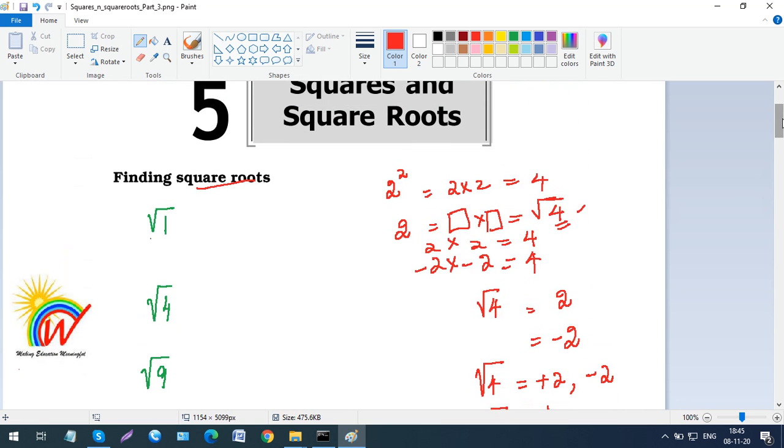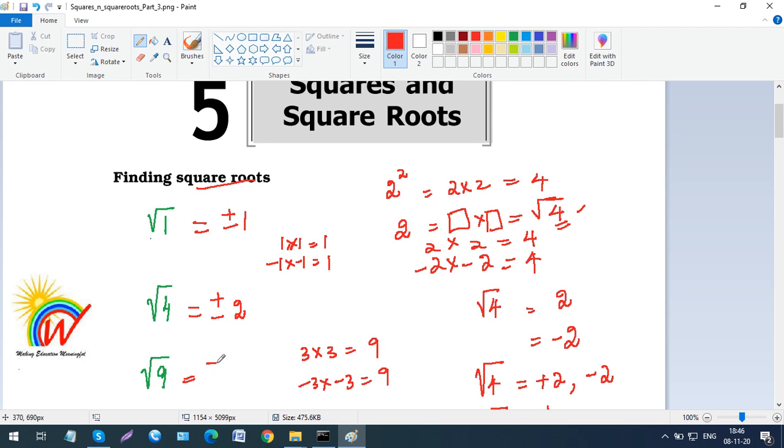If I ask you what is the square root of 1, you will write plus or minus 1, because 1 multiplied 2 times gives you 1, and minus 1 multiplied 2 times also gives you 1. The square root of 4, as I explained, is plus or minus 2. And the square root of 9: 3 multiplied 2 times gives you 9, and minus 3 multiplied 2 times also gives you 9, so it could be plus or minus 3.